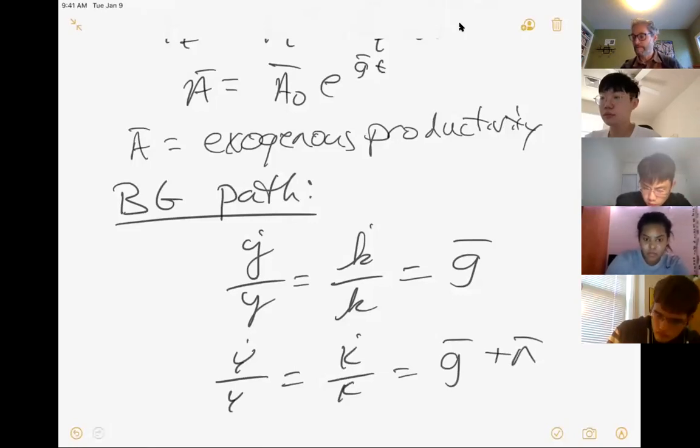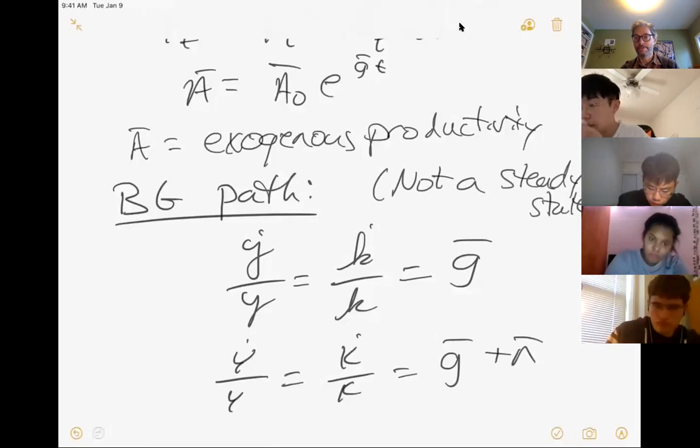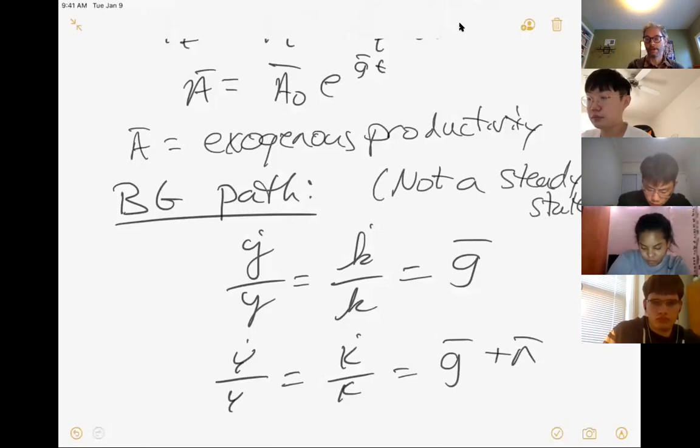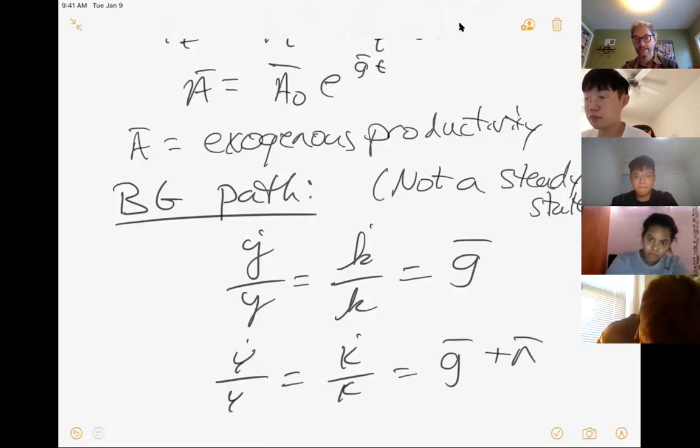So now we have a balanced growth path, not a steady state. Because a steady state is where levels are constant in the long run. A balanced growth path is when growth rates are constant in the long run, right? So in the simple model that we talked about in the first part of class yesterday, what's steady in the long run is the level of per capita output. Here, what's steady in the long run is the growth rate of per capita output, right? The growth rate of per capita output is g.